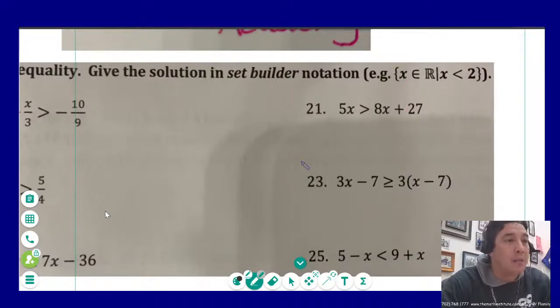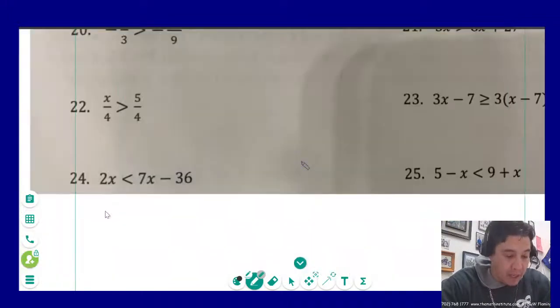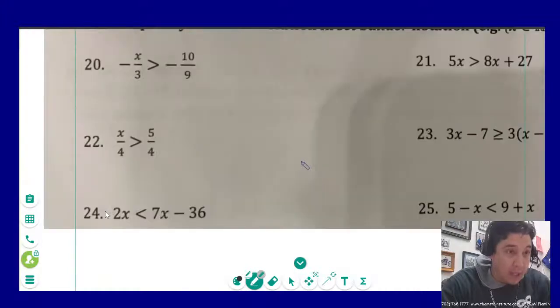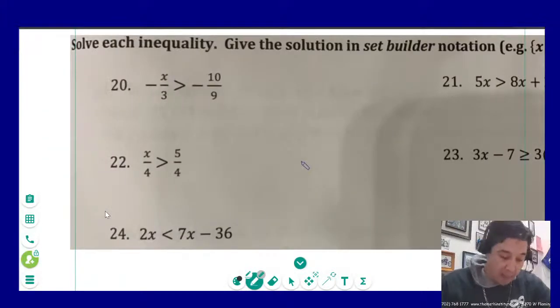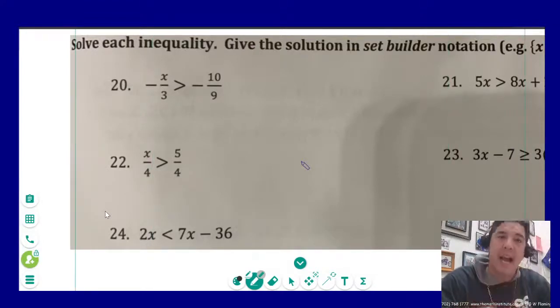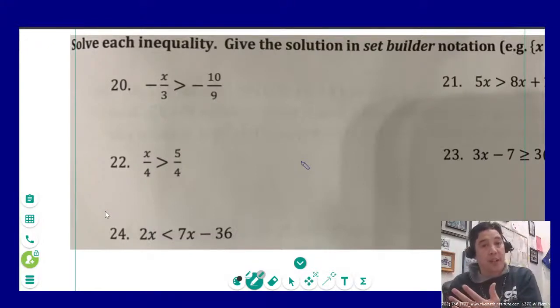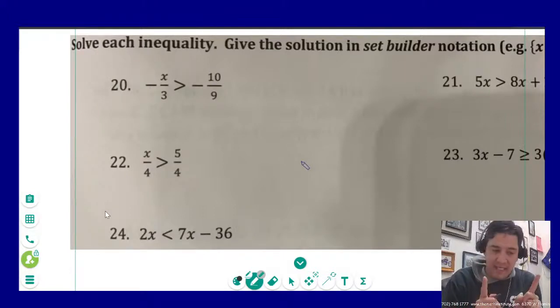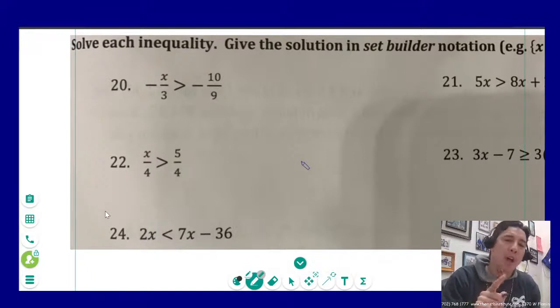Now, one thing Celeste didn't have a problem with was solving inequalities. Just in case you have problems with it, let me review one thing really quick. Inequalities are exactly the same thing as equations. Anything you do to one side, you must do to the other. The only difference is that when you multiply or divide by a negative number, you must flip the inequality. That's the only trick you need to remember.